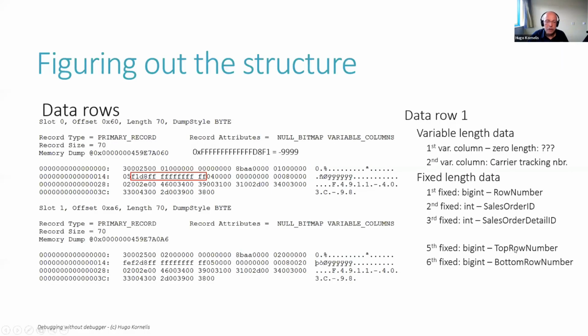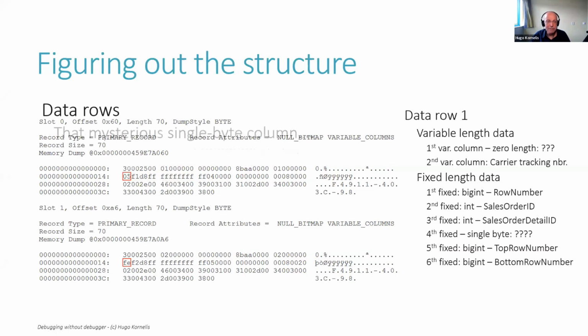And now I know that the 4th fixed length column isn't 05F1D8. I was confusing myself. The 4th fixed length column is just 05. And on the 2nd row, it is FE. So it's a single byte, but I still don't understand the data. I've made a lot of progress, but I'm not 100% there yet. So let's focus more on the single byte.